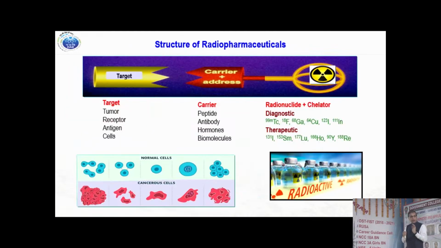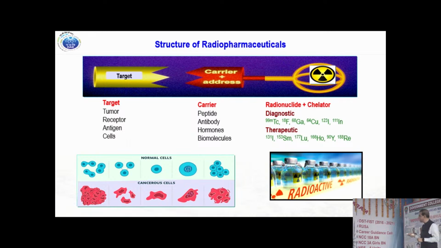Now I think you are a bit convinced, yes, radiopharmaceutical is required. In some cases we need to inject it in the patient's body to get more information. Now, what is a radiopharmaceutical? How does it look? Basically, a radiopharmaceutical has two major parts. One part is called the carrier molecule and the other part is the radioisotope.